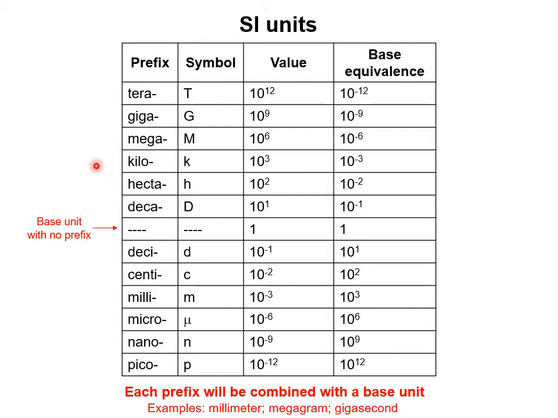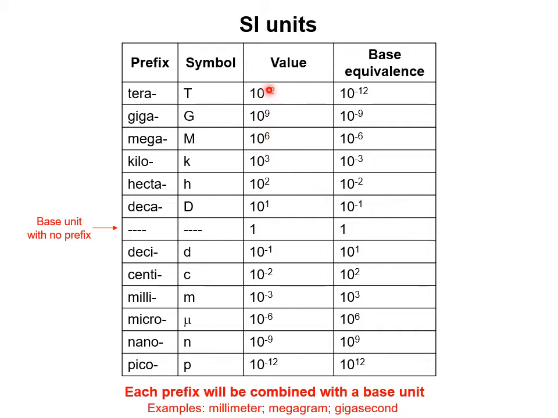So if I were talking to you about the distance from California to Texas, I may give you that distance in kilometers. Okay, so I would add the prefix kilo. But if I were to give you my height, I may give you my height in centimeters or even meters. Okay, so these prefixes will either make the numbers bigger or smaller.